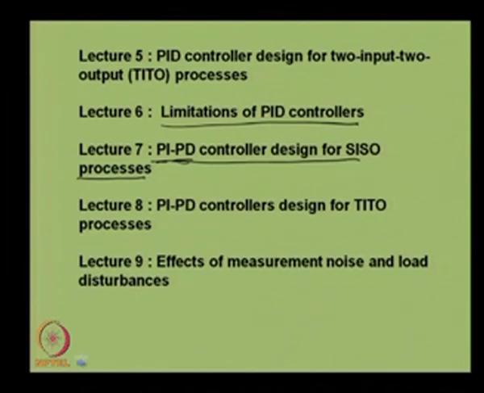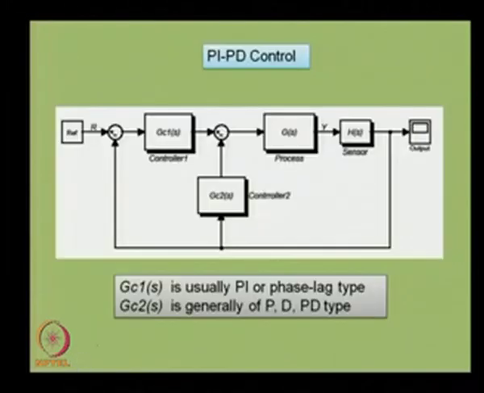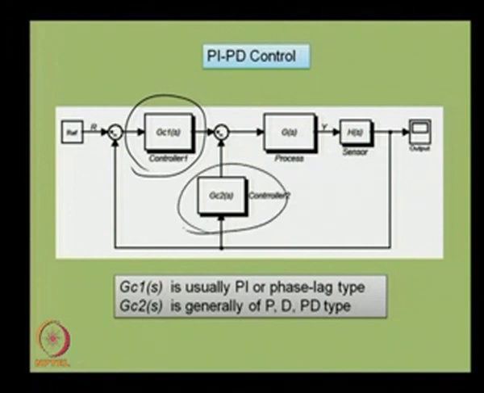What a PIPD controller is? The PIPD controller can be depicted in this form. This block diagram represents a closed loop system where we have got a controller in the feed forward path and a controller in the feedback path. The job of this feedback controller is primarily to stabilize the process dynamics.